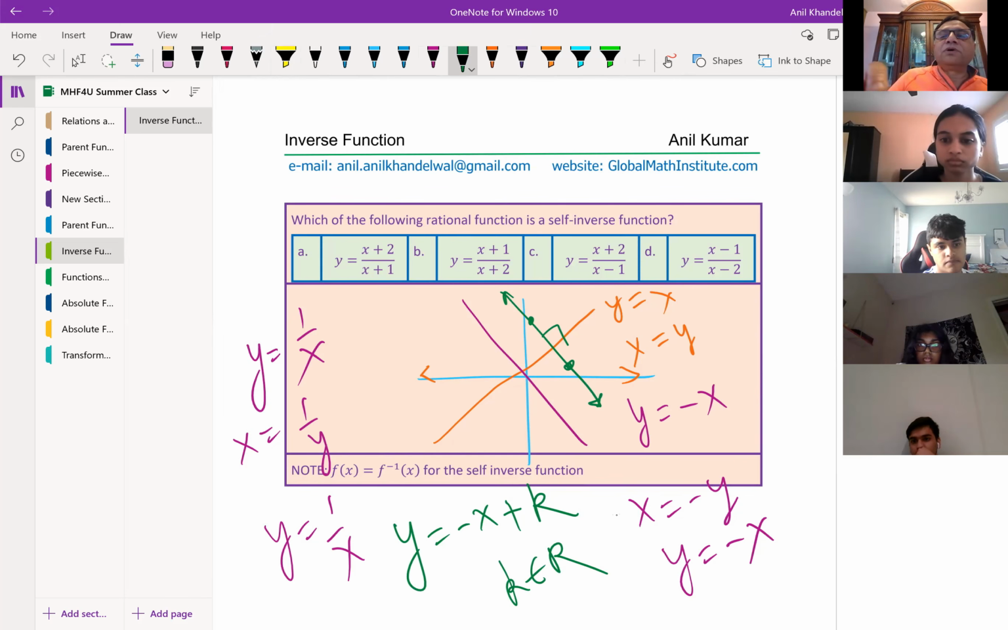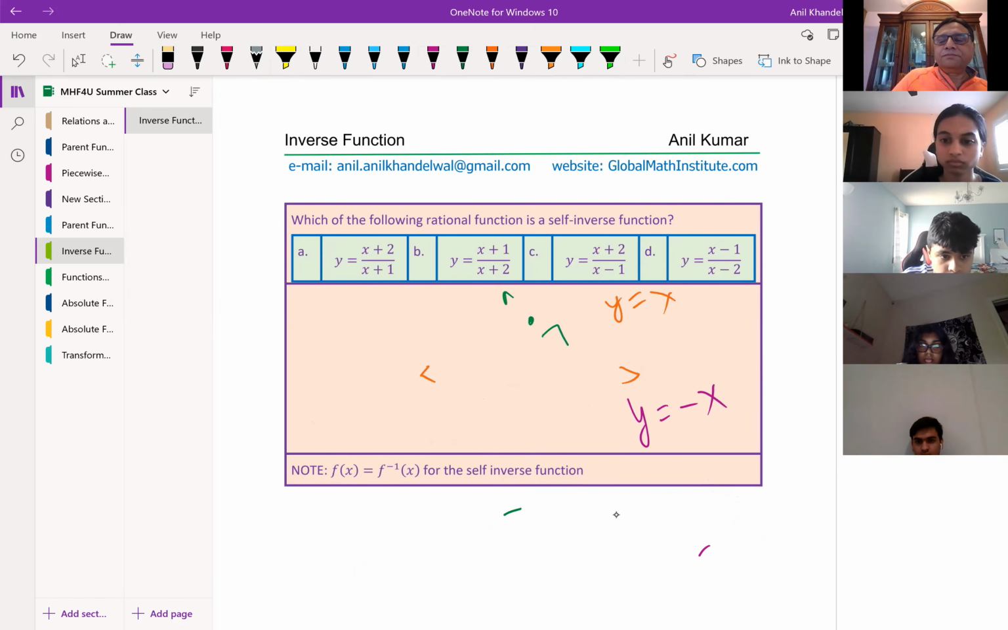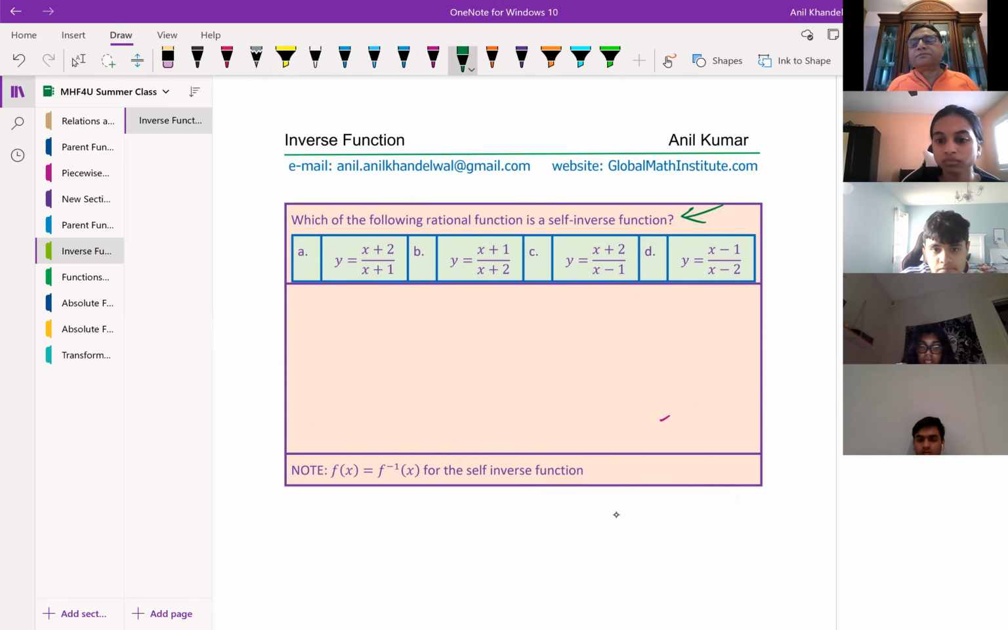Now, let's get back to our real question. Okay, Hamza, can you read the question, please? The second B. Okay. What do you think is the right answer? Which of the following rational functions is self-inverse? How will you do it?